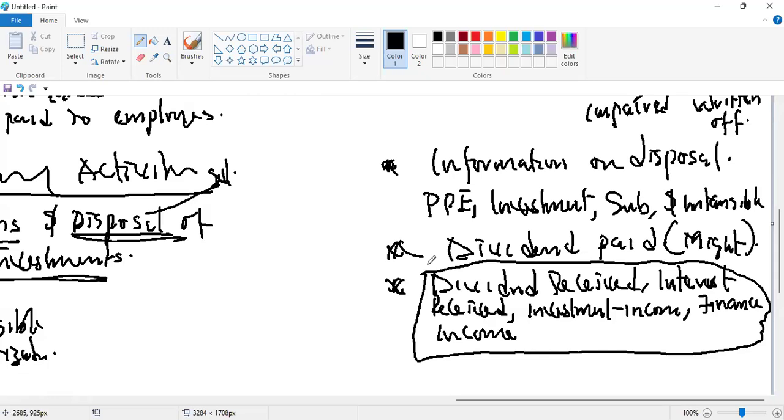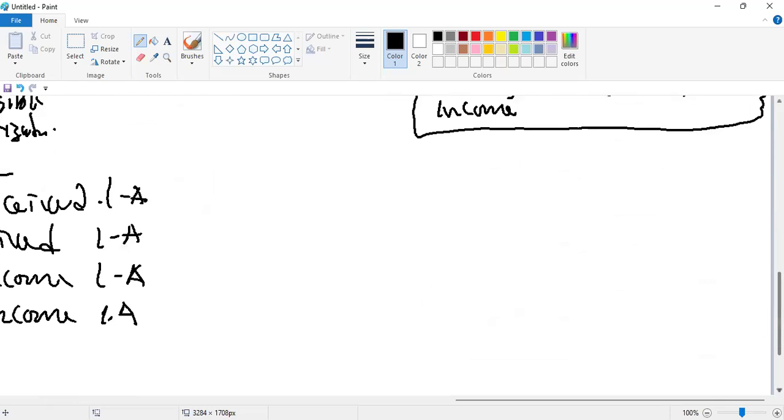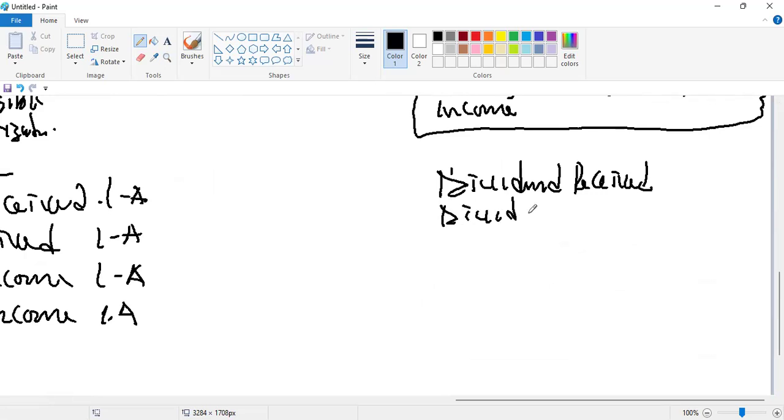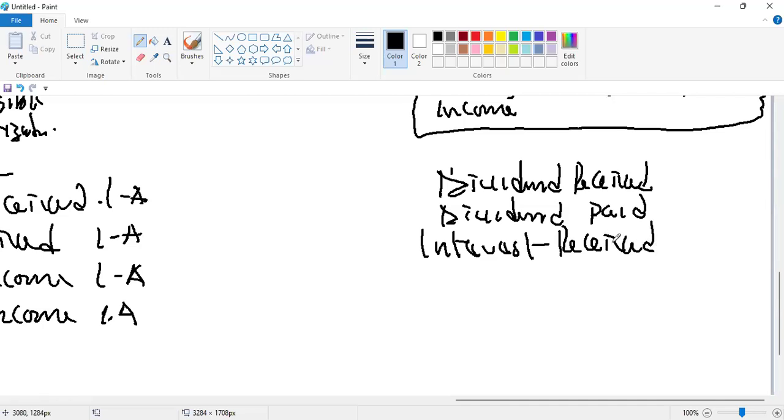Those are the background. Before we now start solving questions, let's differentiate between these concepts. One, dividend received and dividend paid. Interest received and interest paid.